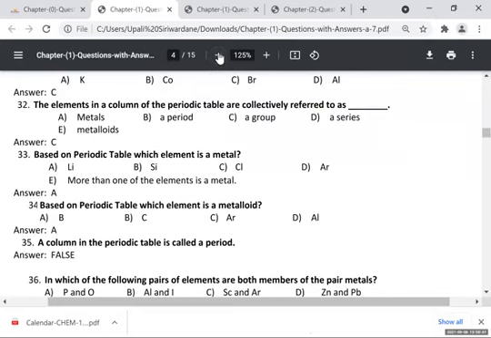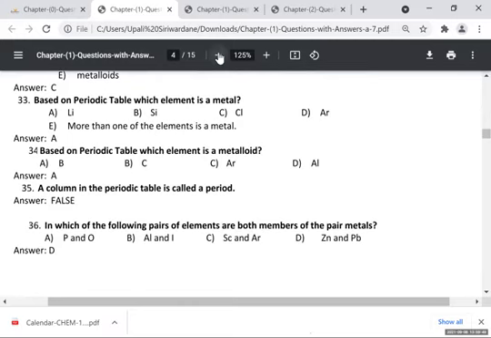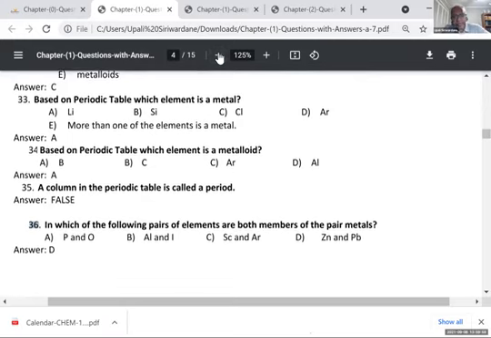Number 35. Column in the periodic table is called a period. Columns are called groups or families. That's false.